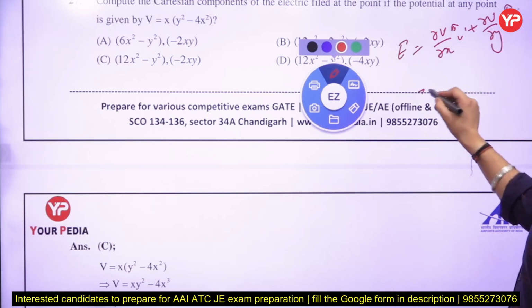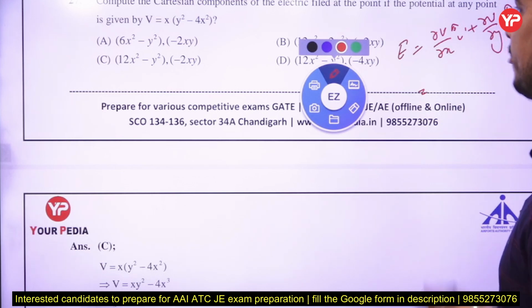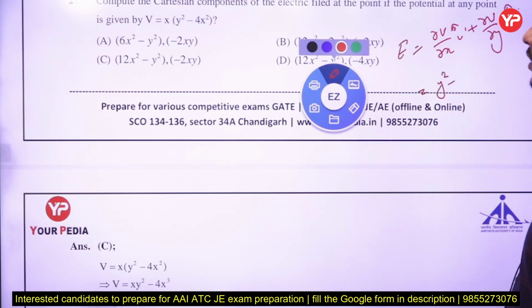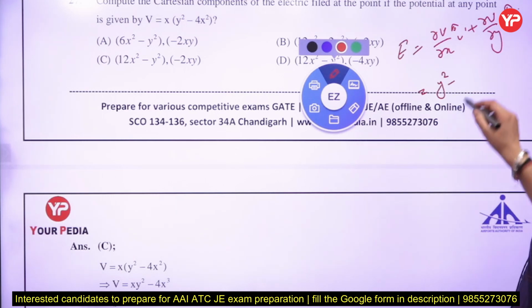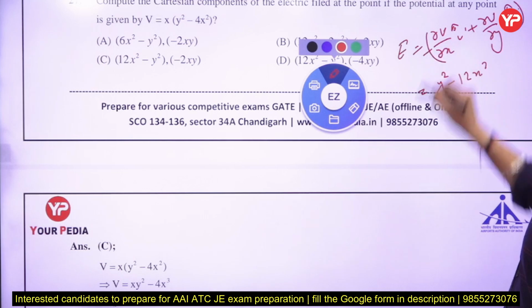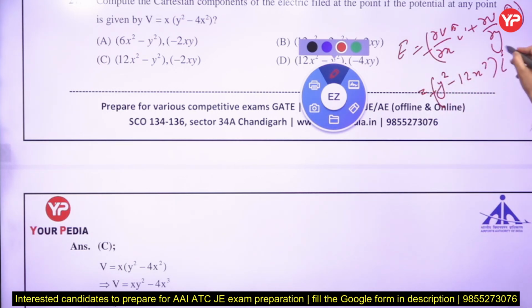You have to take the derivative with respect to x. When we take the derivative with respect to x, we will get the first value as y square, and when you take the derivative with respect to x, that becomes 12x square. Yeah, minus is also there, minus gradient of V, so minus is also there, that is i cap. And when you take the derivative with respect to y, that is only with respect to the 2, yeah, minus is already there, 2yx j cap, right? So that will be the answer.